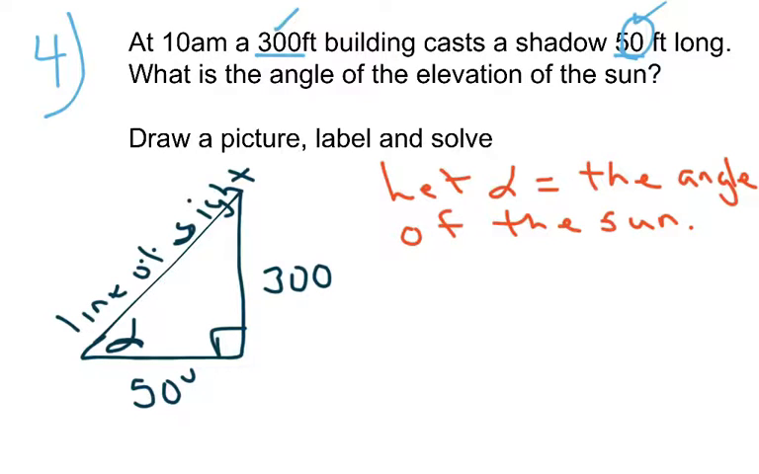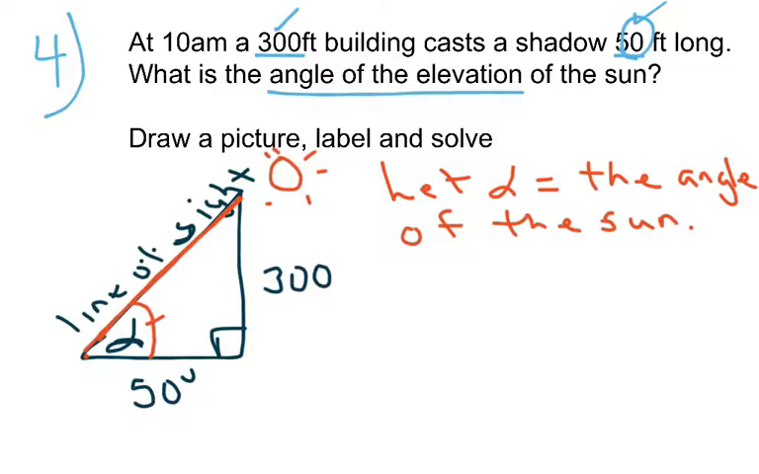So don't forget, and a lot of students were asking me this, what is the angle of elevation? Remember, if the sun is here, and you're down here, the line of sight is the diagonal. So the angle of elevation is below that line. What we're looking for is alpha, the angle of the sun. All we're trying to find here is alpha.